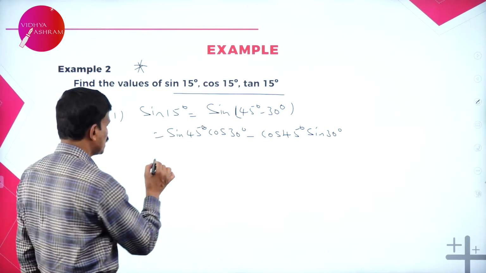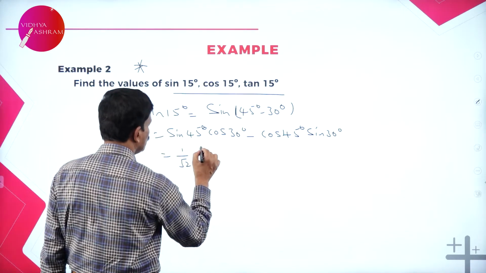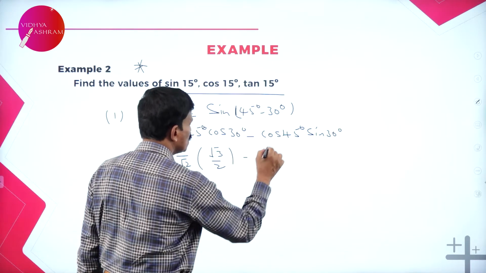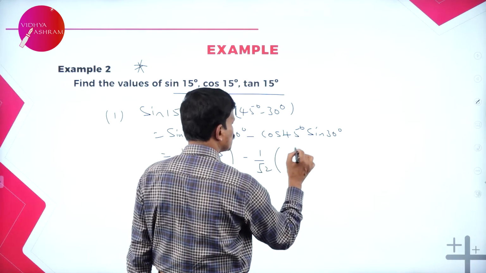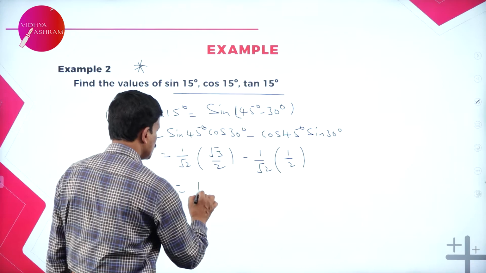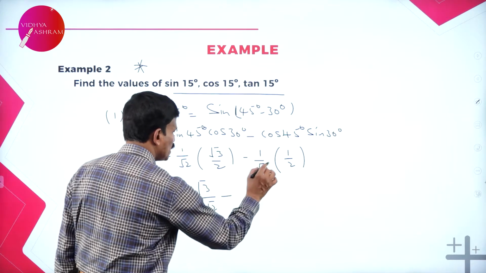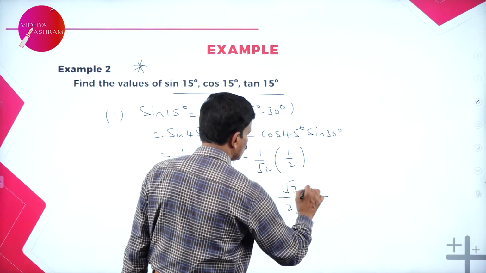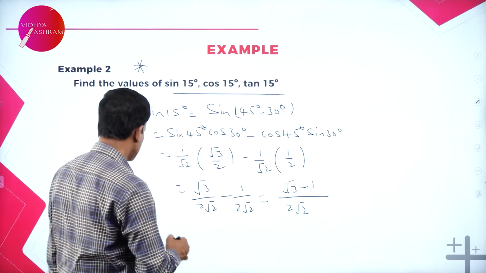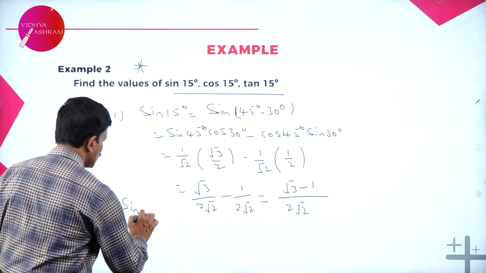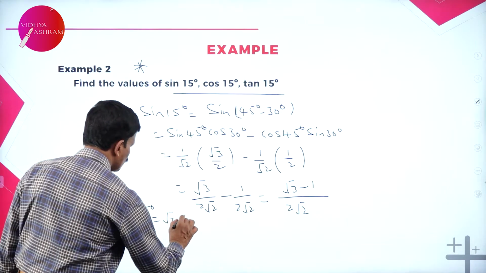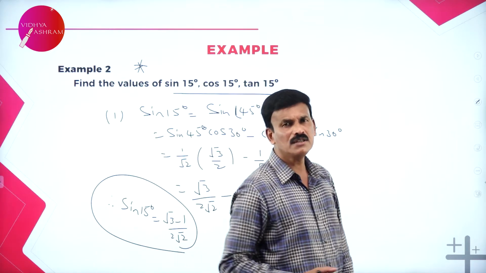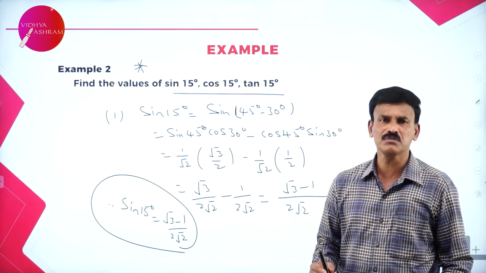Just substitute the values. Sin 45 is 1 by root 2, cos 30 is root 3 by 2, minus cos 45 is 1 by root 2 into sin 30 is 1 by 2. So this is root 3 divided by 2 root 2 minus 1 divided by 2 root 2. Take the LCM, 2 root 2, which cancels. This is root 3 minus 1. So sin 15 degrees is equal to root 3 minus 1 divided by 2 root 2. Very important formula indeed.